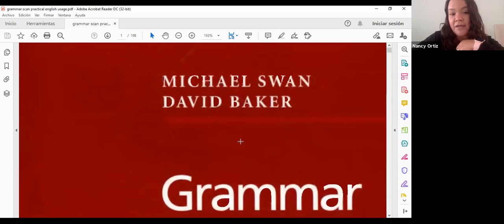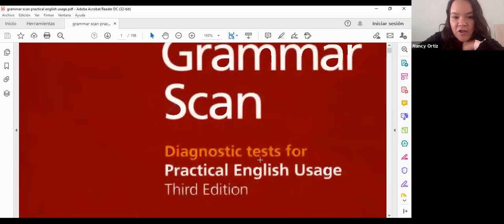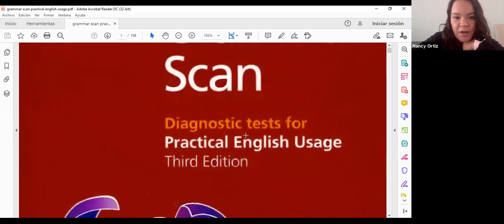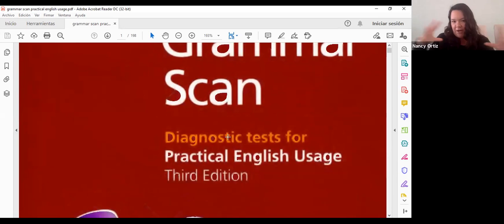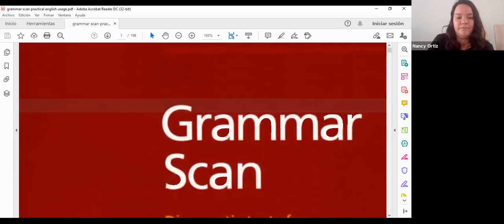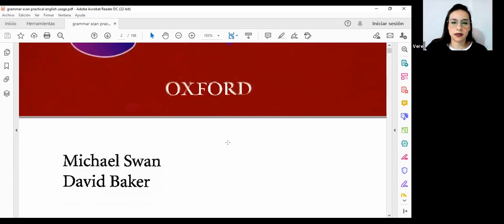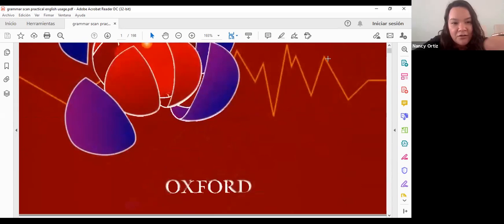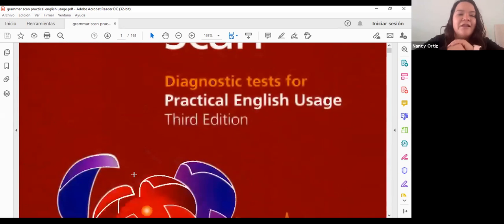Michael Swan. Okay, this is another edition probably. Michael Swan and someone else. Because the one I have is in PDF and in print, and it's purple. It's probably one of the editions it has had, because they renew and renew. But this is an awesome book.